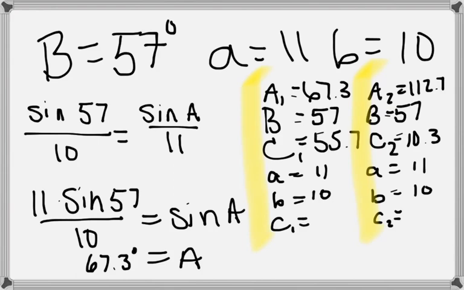I would do sine 57 over 10 equals sine 55.7 over C, which I don't know, and solve for it. Just like you did any other time to find the side lengths. Do we need to go through that process? It's using law of sines, straightforward. Questions?